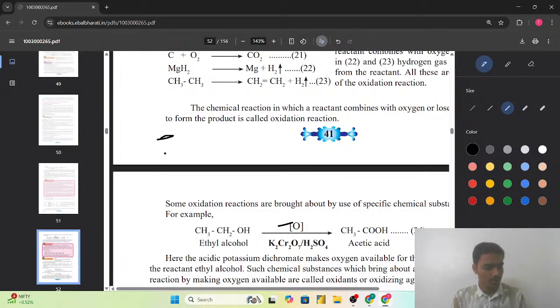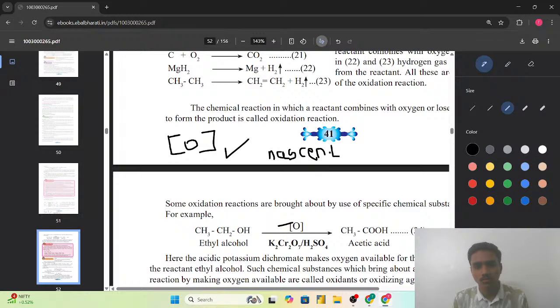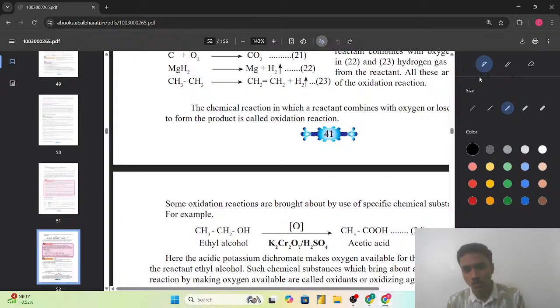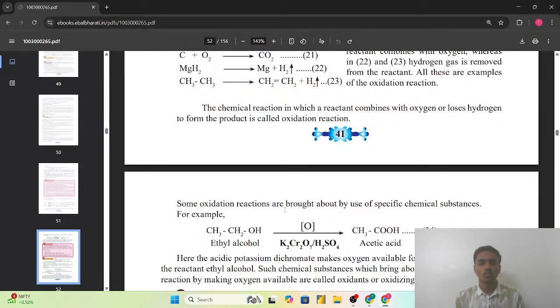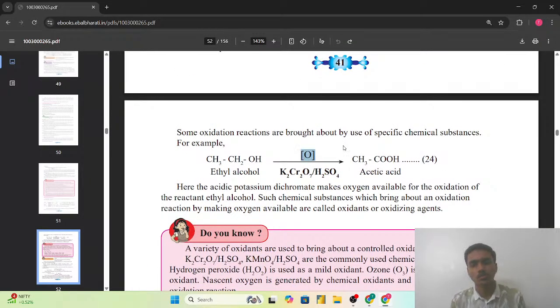So when the oxygen is represented like this, then it is called nascent oxygen. What is it called? Nascent oxygen. Nascent oxygen. We will be seeing about this when we study the science group regarding this stuff.